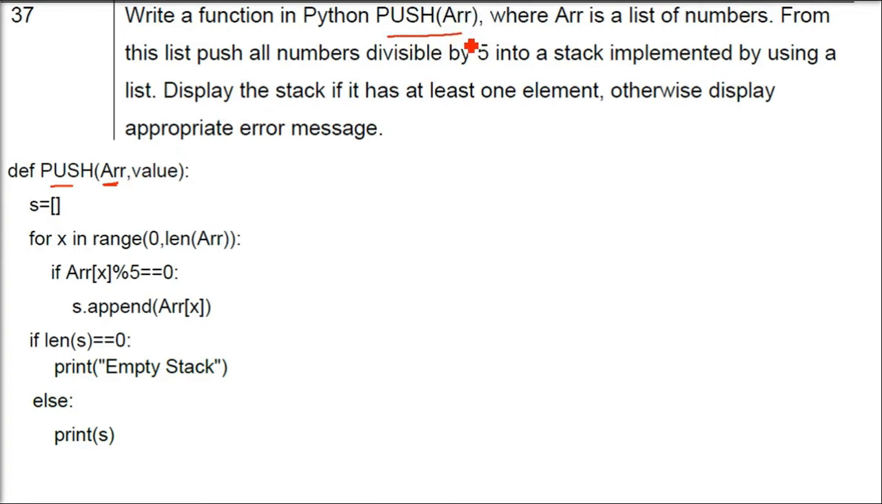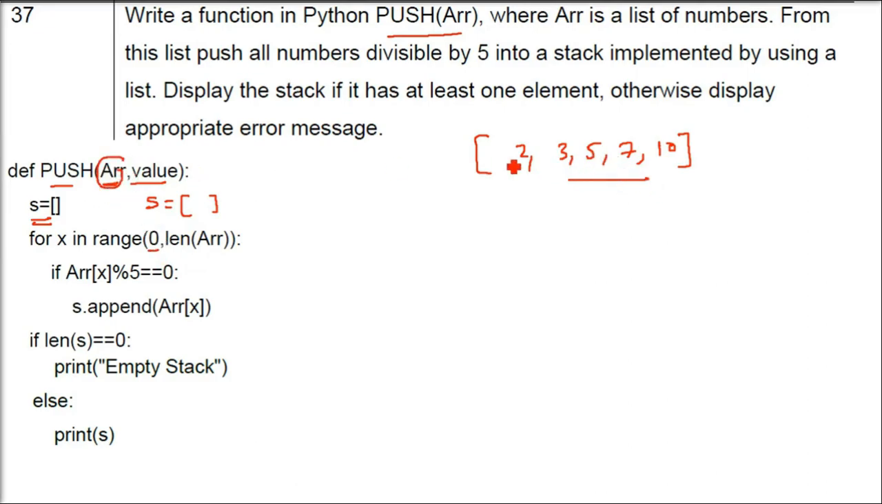The question has already provided that this is the name of the function, and these are the parameters, so we have to use exactly like this. ARR is a list of numbers, so you have 2, 3, 5, 7, 1 like this. Push all the numbers divisible by 5 into a stack implementation. So let me make a few numbers divisible by 5 in a list. Now we have an empty list, where we are going to add the numbers divisible by 5 from the ARR. So we will take a range, a for loop, for x in range.